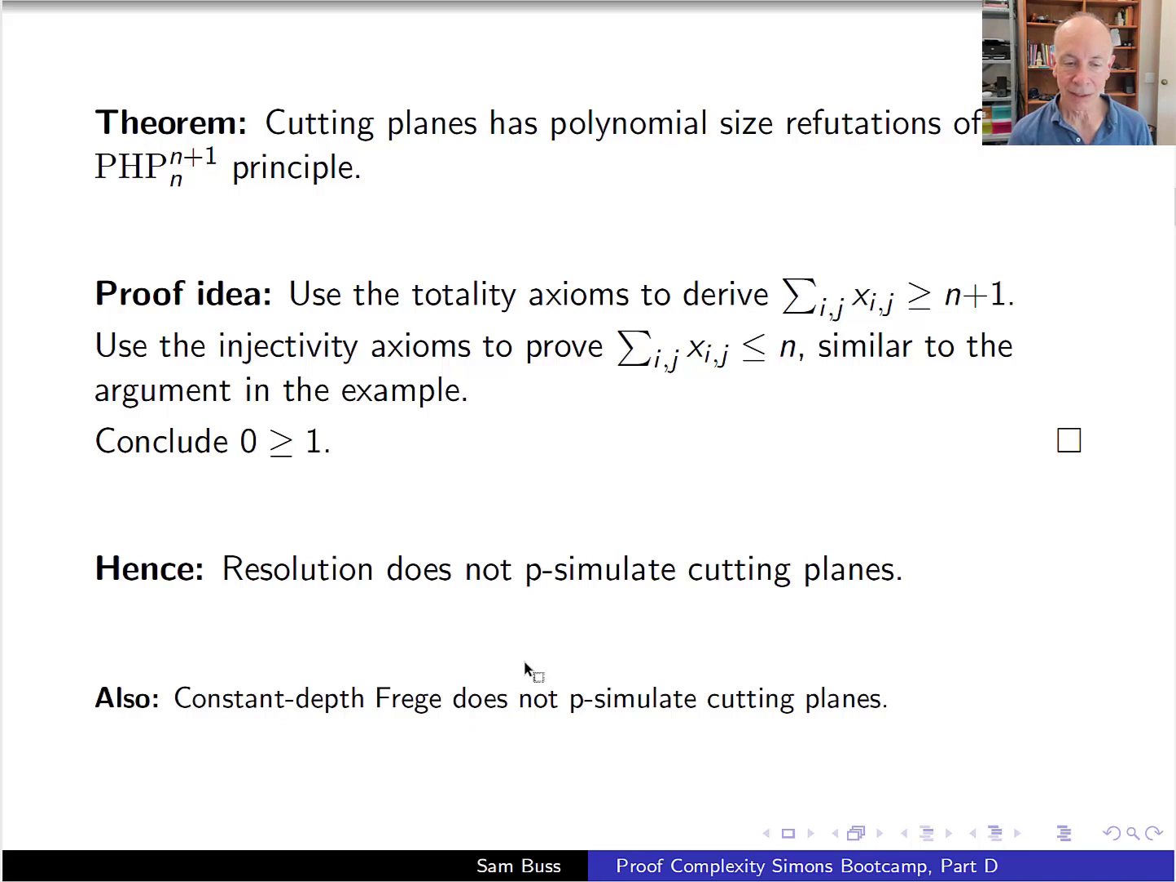Hence, as a corollary, resolution does not p-simulate cutting planes. And also, by the side comments earlier, constant depth Frege proof systems do not p-simulate cutting planes. Again, by the pigeonhole principle.